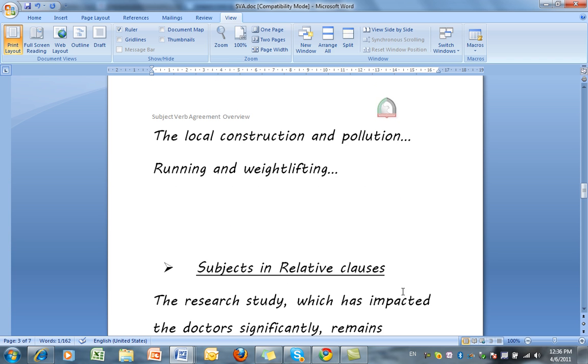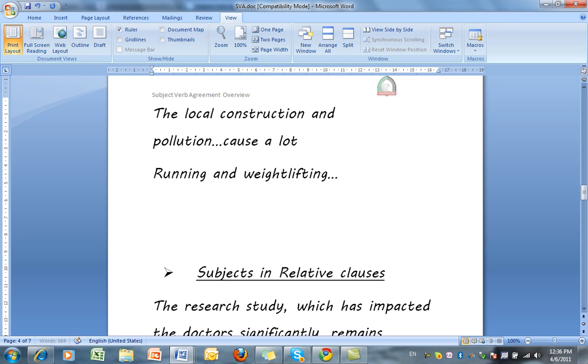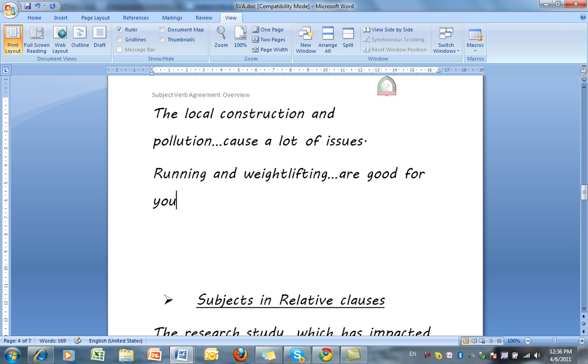Let's take a look at compound subjects. This is a bit easier. Local construction and pollution. This is one part of the subject, another part of the subject, and that makes it plural. So local construction and pollution cause a lot of issues. Plural? Plural subject. Same thing here. Running and weightlifting are good for you. 1, 2, that's plural, plural verb.